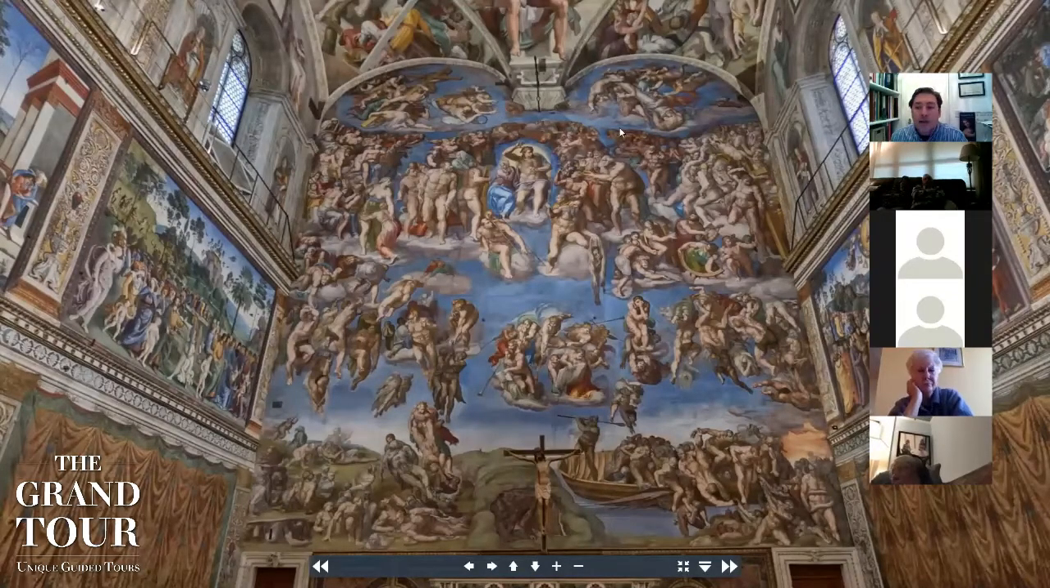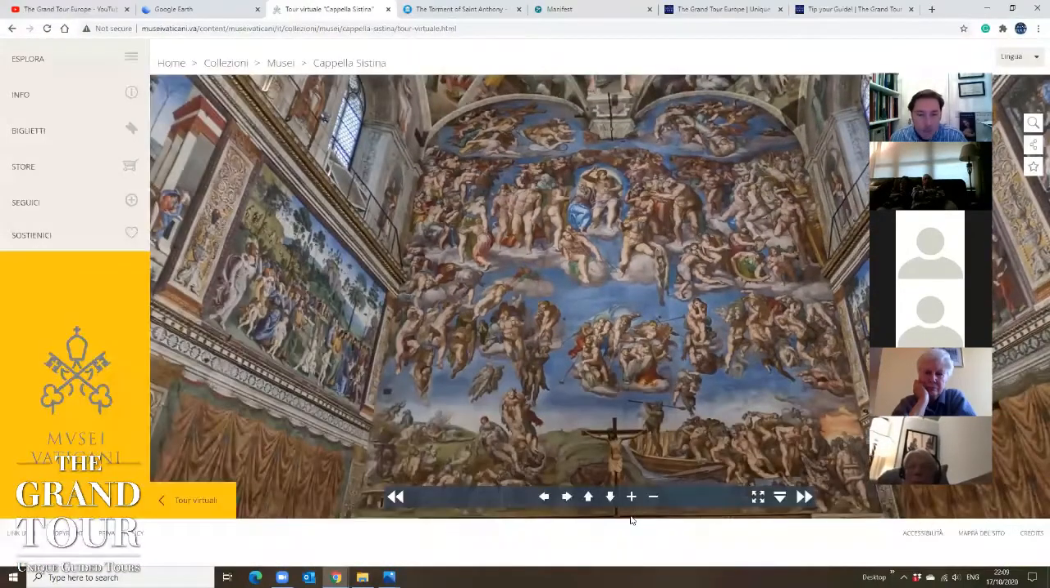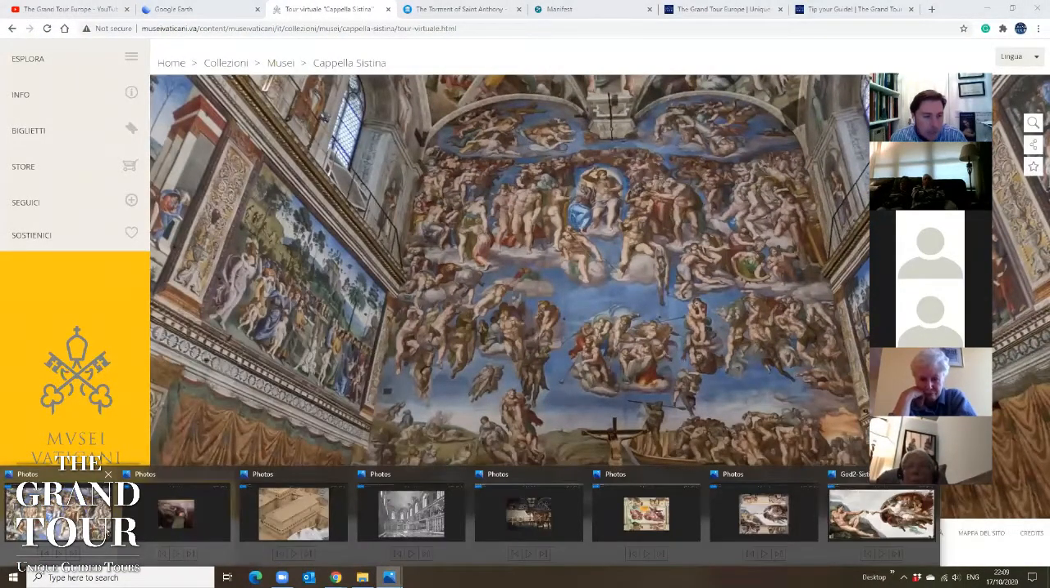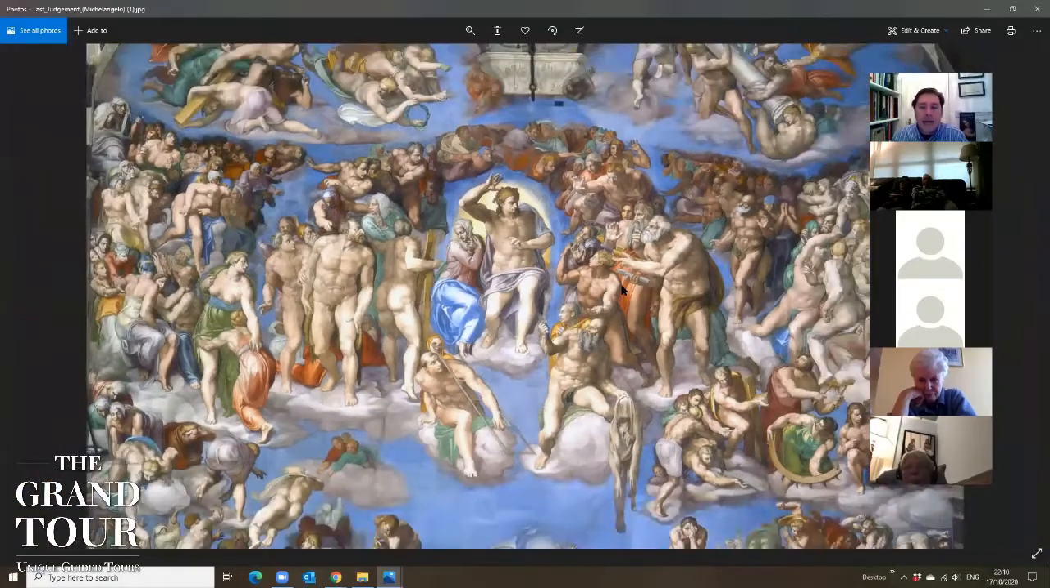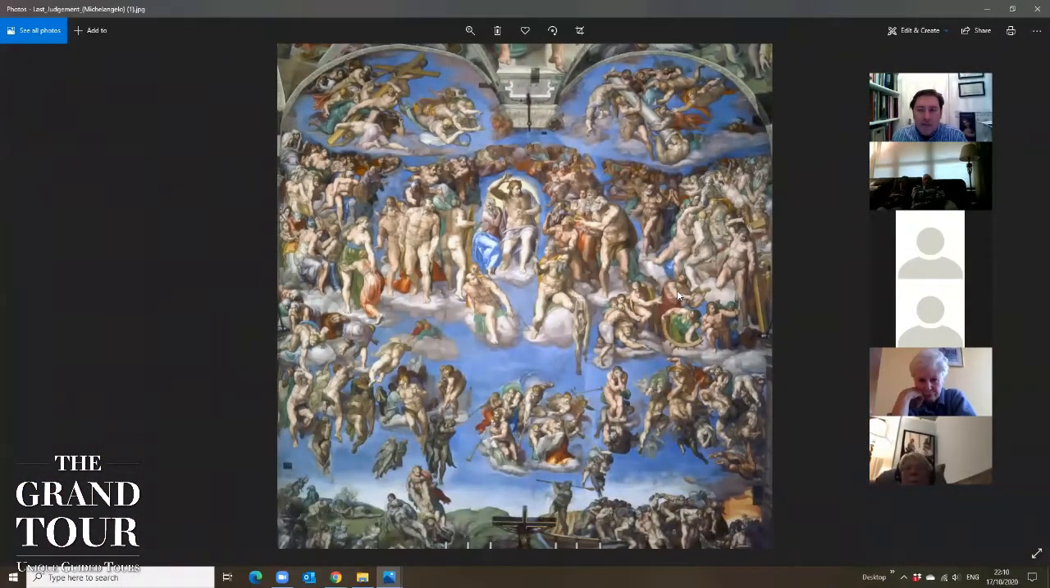We have in the center the creation, Jesus Christ of the resurrection. I'll be using a picture here as well because we might need a bigger picture. And now in total, there are over 300 figures. And it took Michelangelo nearly 7 years.